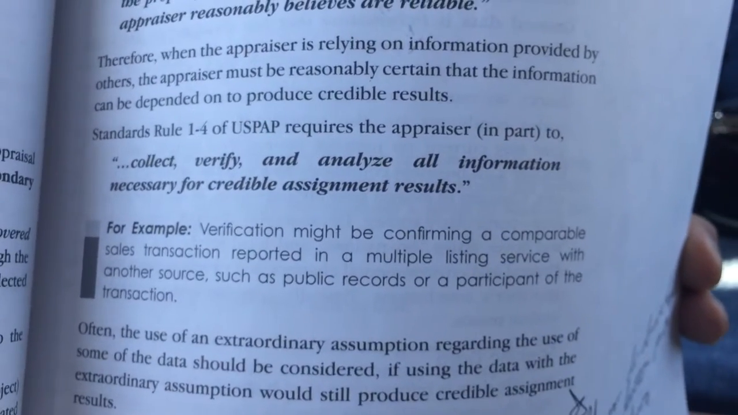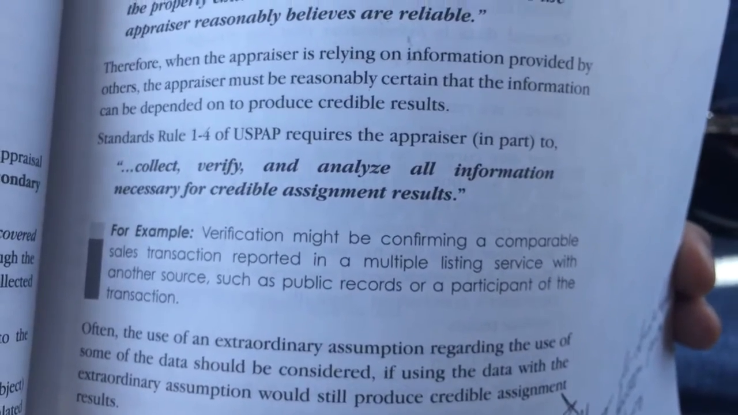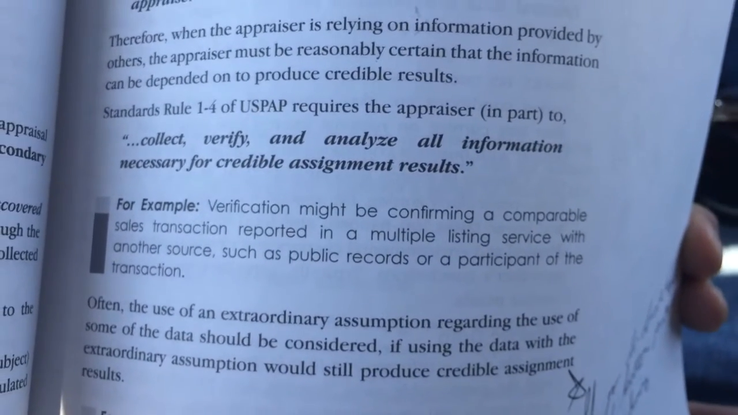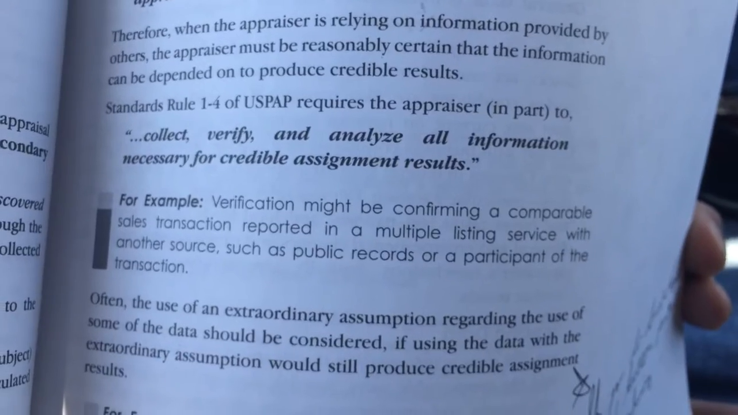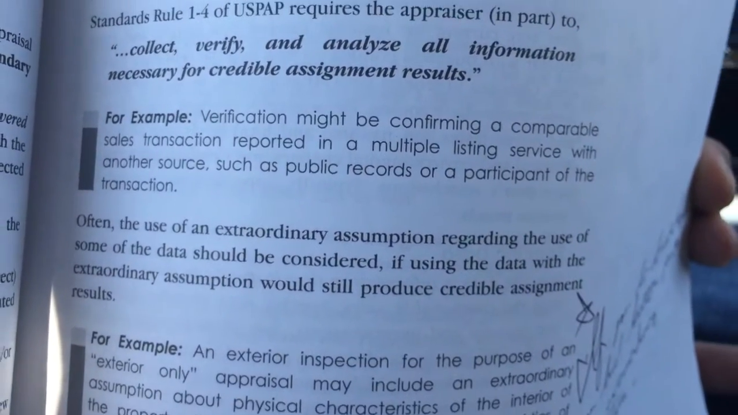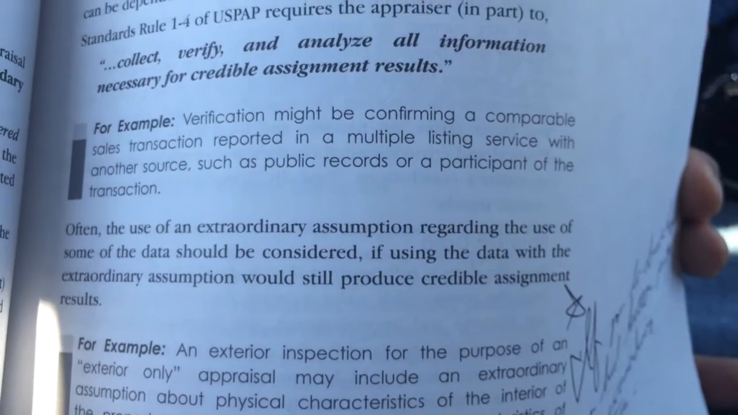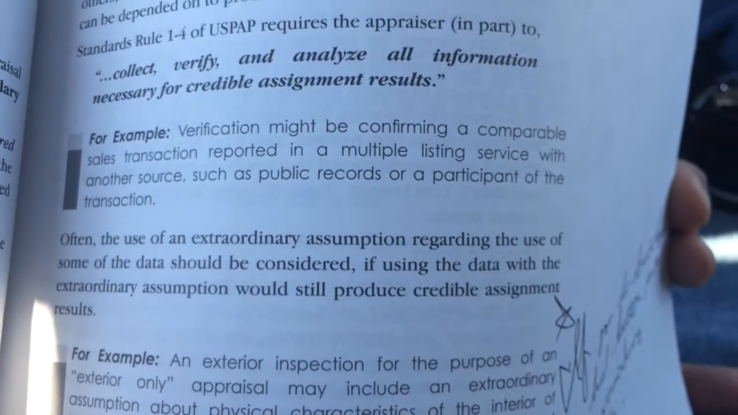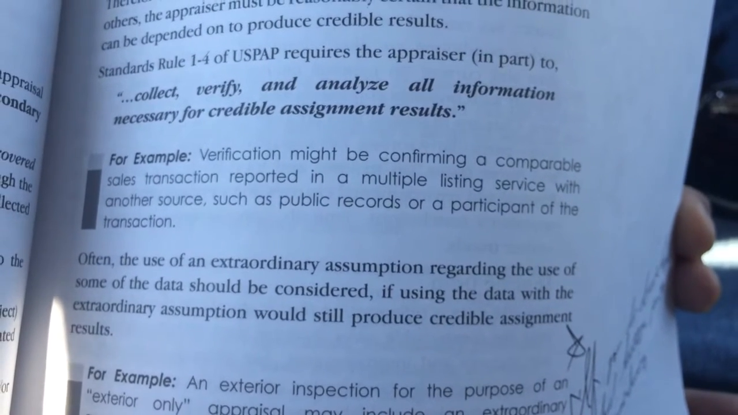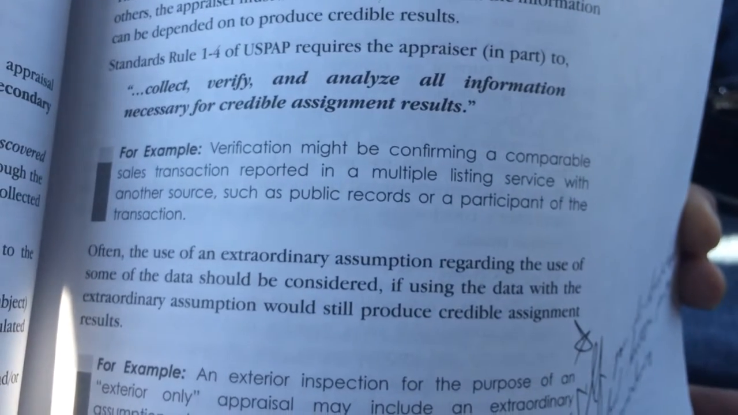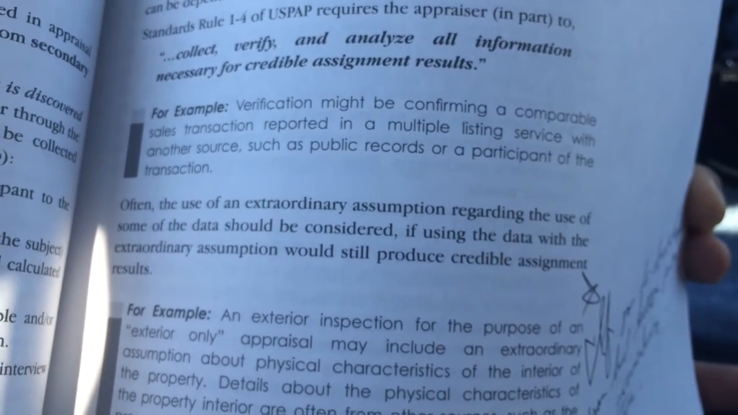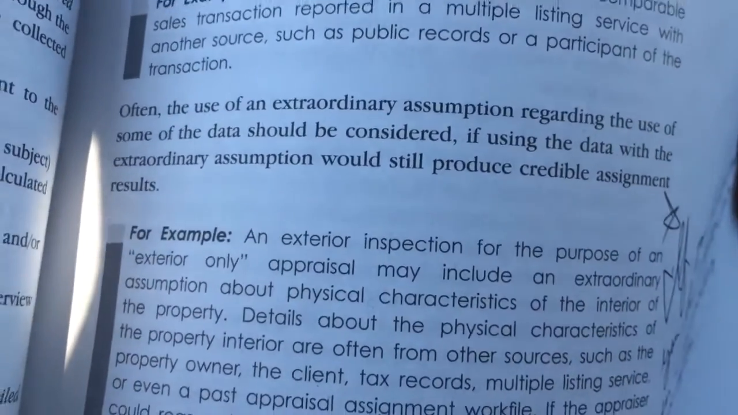Standards Rule 1-4 of USPAP requires the appraiser, in part, to collect, verify, and analyze all information necessary for credible assignment results. For example, verification might be confirming a comparable sales transaction reported in a multiple listing service with another source, such as public records or a participant of the transaction.